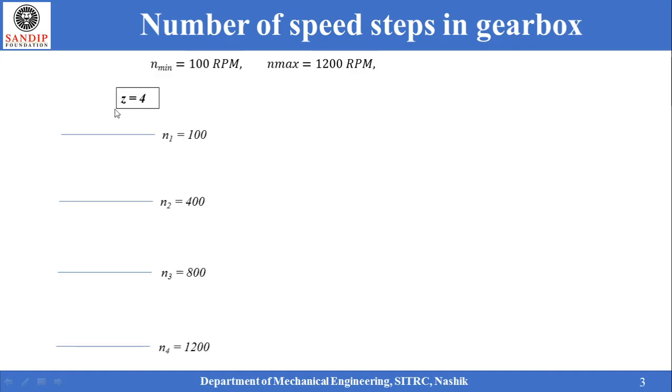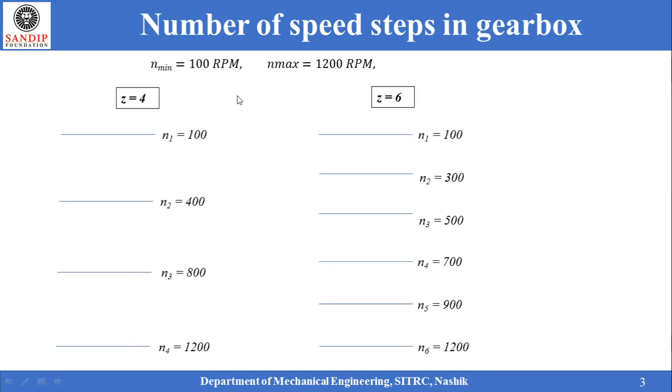Designer 1 chooses Z equal to 4, that means total number of speed steps equal to 4 for the same speed range. Designer 2 chooses Z equal to 6 between the same speed range. For a given tool and workpiece combination, optimum spindle speed can be calculated by this formula. Let us say this optimum cutting speed is 600 rpm. It is depicted in red color in this diagram.